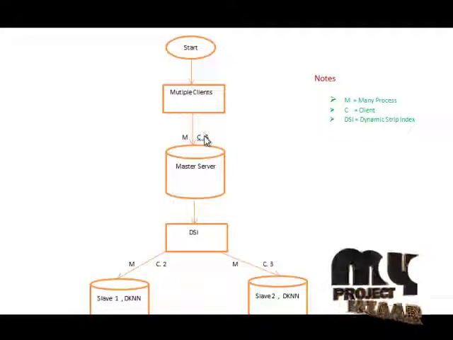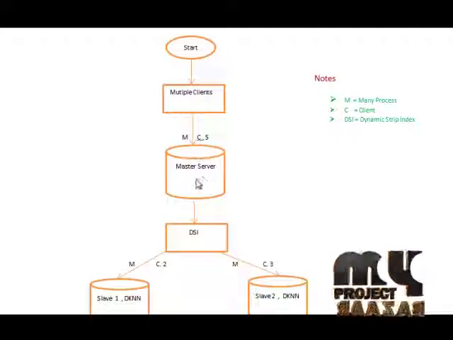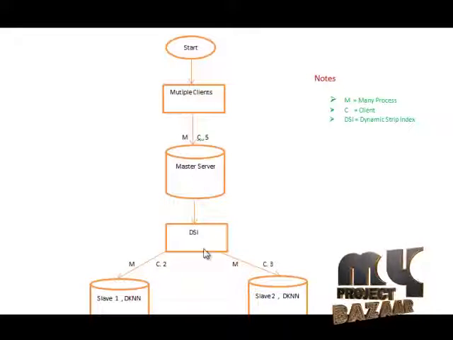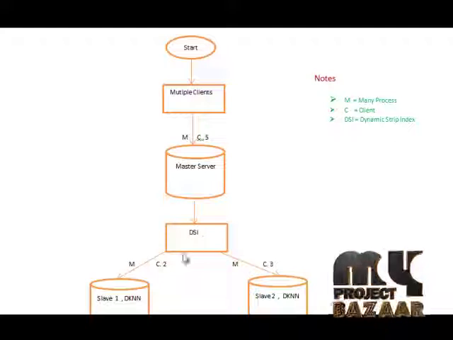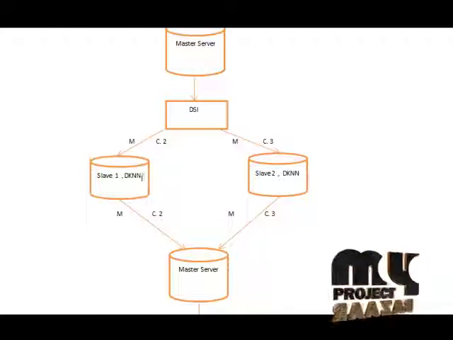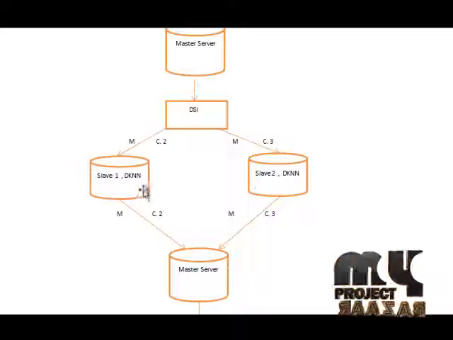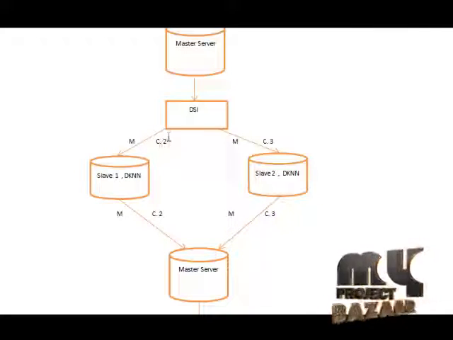So the 5 clients enter and send their requests to the master server at a time. Then the master server receives the client requests and calls DSI, the dynamic step index. This dynamic step index calls slave 1 server and slave 2 server. The slave 1 server has the minimum number of clients and the slave 2 server has the maximum number of clients compared with slave 1.